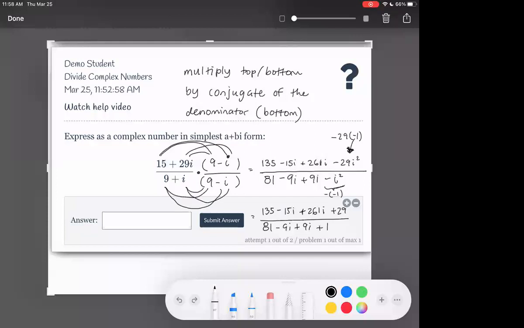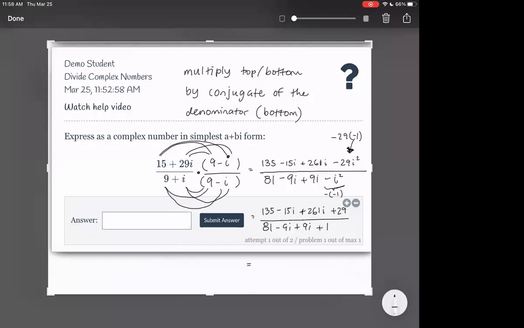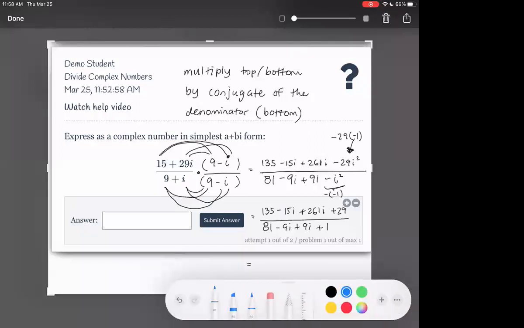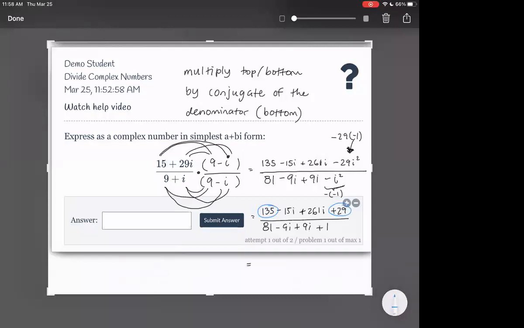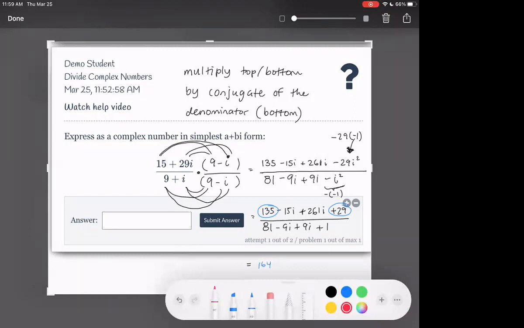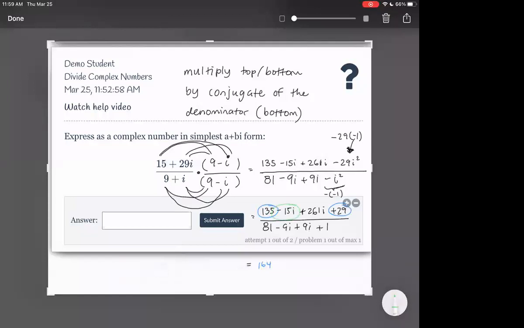Now let's do the combining like terms piece. I'll write it over here where I have space. We have 135 and 29. Just add that together. 135 plus 29 equals 164. And then we have our minus 15i plus 261i. That gives us plus 246i.